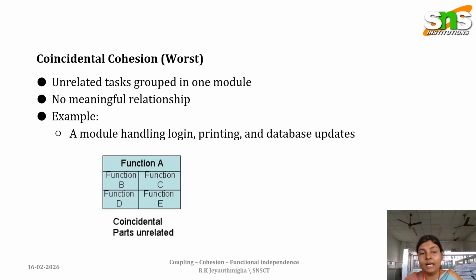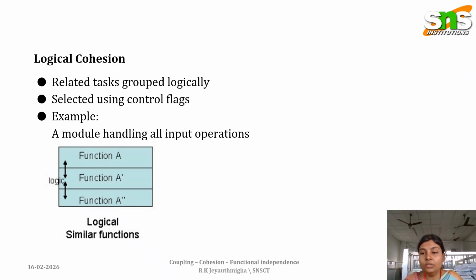Coincidental cohesion, unrelated tasks grouped in one module, no meaningful relationship. Example, a module handling login, printing, and database updates. So the diagram represents the coincidental parts which are unrelated in the function A. Logical cohesion, related tasks grouped logically, selected using control flags. Example, a module handling all input operations.